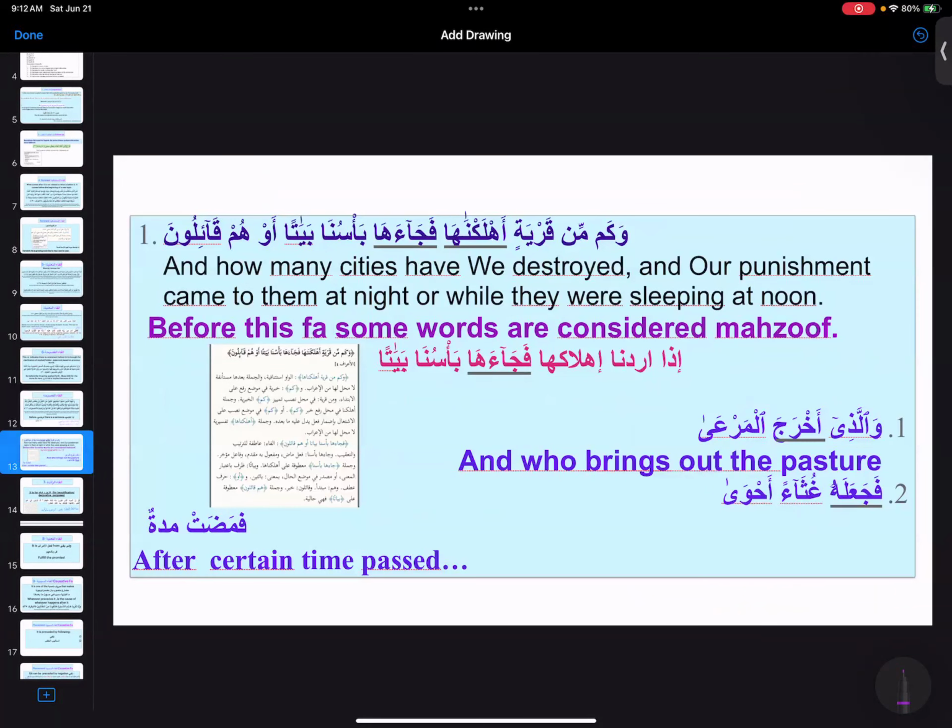And then another example, Wakam min qaryatin ahlaknaha. So kam min, many, min qaryatin, from the qarya, from the cities, ahlaknaha, we destroyed them. This ha is referring to qarya, right? Faja'aha ba'suna bayatan aw hum qailun. So now over here it is saying how many cities have we destroyed, and our punishment came to them at night or while they were sleeping at noon.